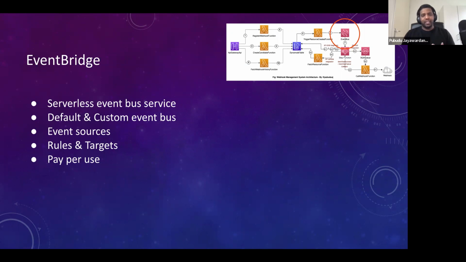Talking about the targets, targets can be a Lambda function, SQS, SNS, etc. And in this project, I use a step function as a target. Again, the pricing model is pay-per-use. So you pay for the number of events that are published into the event bus. However, the AWS events are not charged. So any services that produce events that are added to the default event bus, those are not charged.